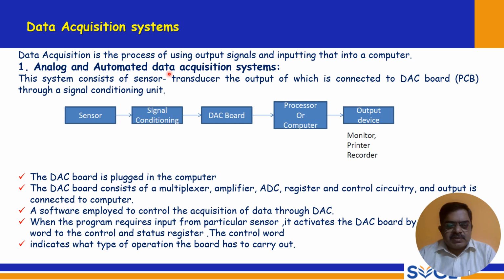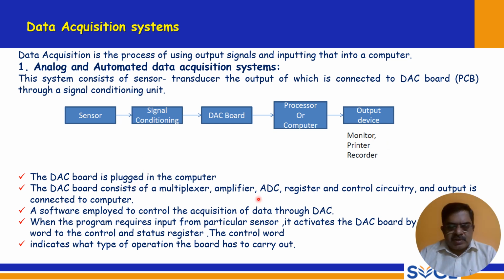Data acquisition is the process of taking output signals and inputting them into a computer. Once you send it to the computer, up to that point you are doing this data acquisition process. Now, analog and automated data acquisition systems. This system consists of a sensor or transducer, the output of which is connected to the DAS board, normally a printed circuit board, through a signal conditioning unit. So you have a sensor, signal conditioner, DAS board, and then a processor or computer output device. The output device can be a monitor, printer, or recorder.